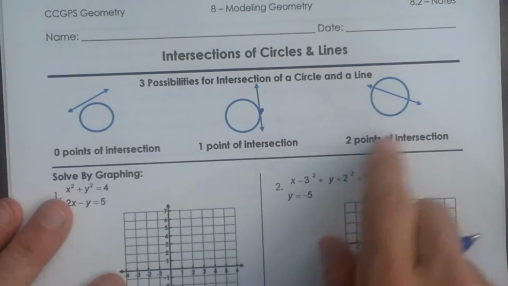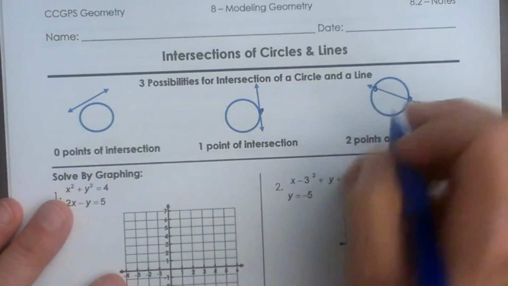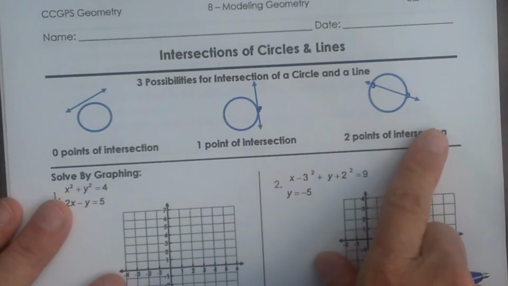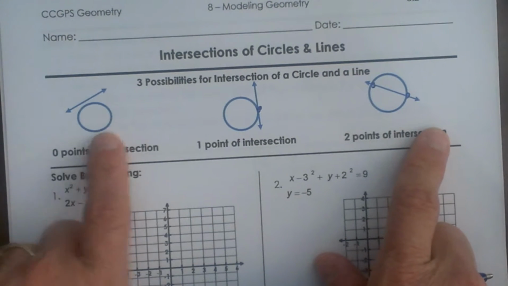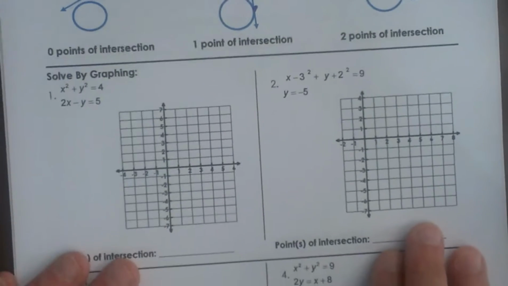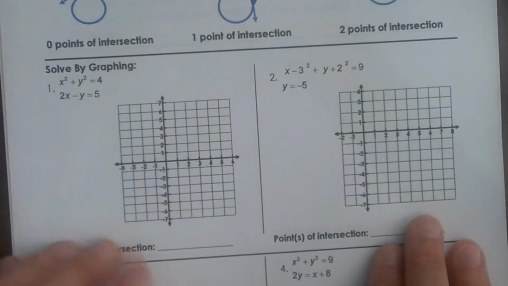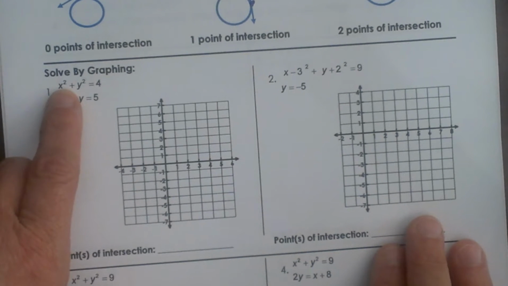And then a circle and a line can have 2 points of intersection when we have a secant go through there, right? So we have 3 choices. Either they don't touch, they touch once, or they touch twice. So we're going to look at what it looks like to graph these and how many points of intersection there are. So you need to know how to graph a circle, which we just learned in the last lesson.